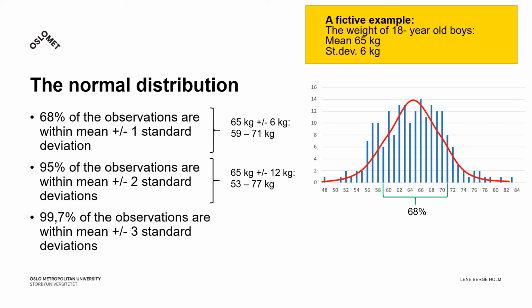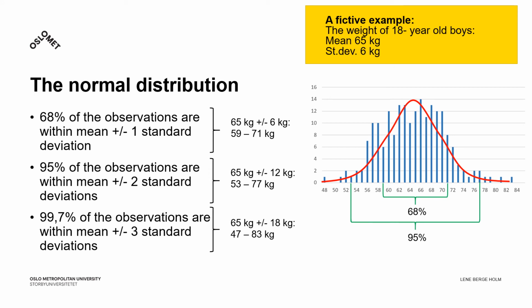I also know that I will have 95% of the observations within the mean plus or minus 2 standard deviations, which is 65 kilograms plus or minus 12 kilograms. This is an interval of 53 to 77 kilograms, and you find it here.